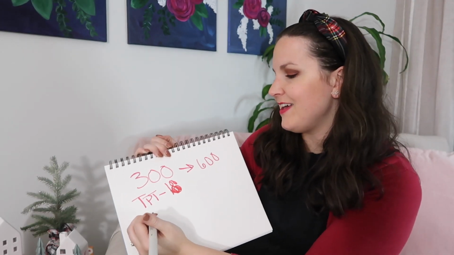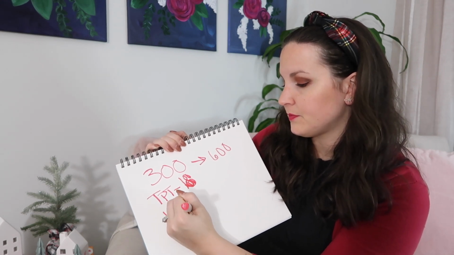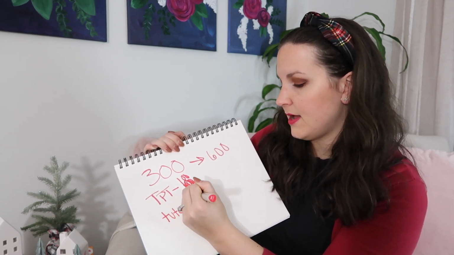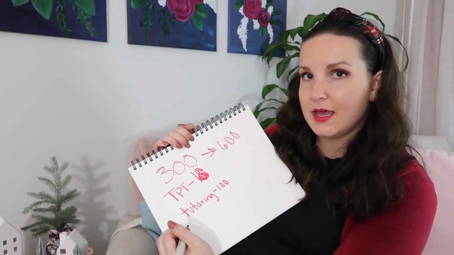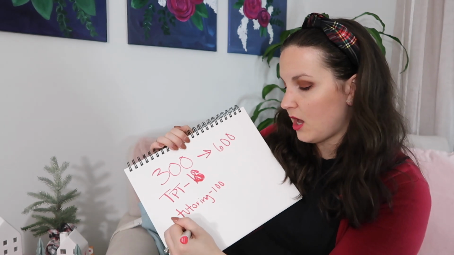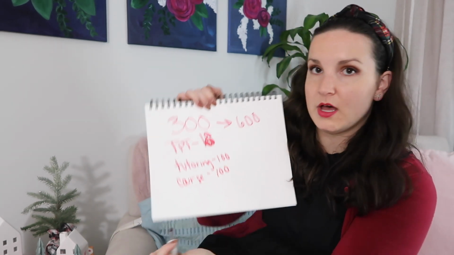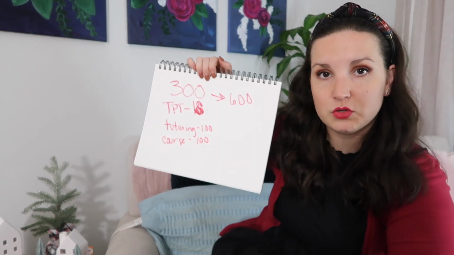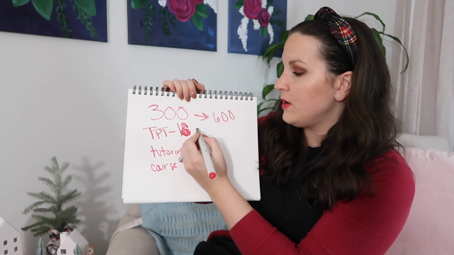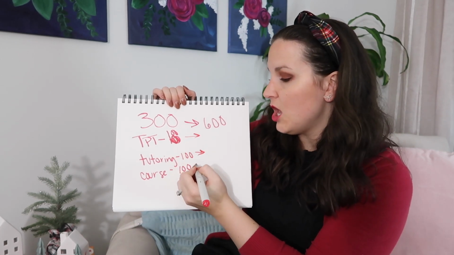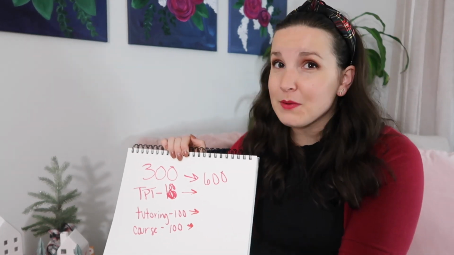And then let's say you're doing tutoring, and that's making you $100, and we'll just make this nice and easy. And let's say that you have a course and it's also making you $100. So let's say three streams of income. Now we need to make that $600. So maybe you want to just double each of those, or maybe you want to change it.